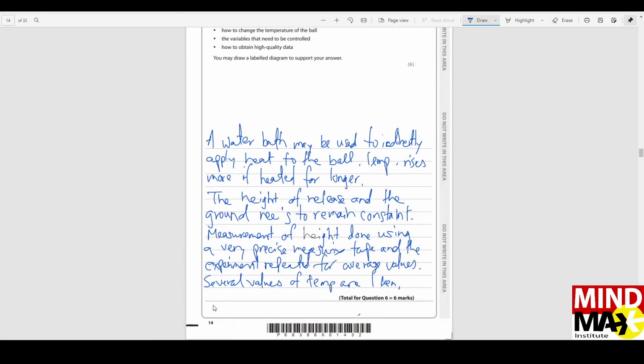So of course, the first thing that you should do is get different values of temperature by heating the ball. So how do you get different values of temperature? If you heat the ball, temperature rises more if heated for longer. So if you heat the ball for longer, you will get greater temperature rise. If you heat the ball for a shorter amount of time, the temperature rise will be lesser.